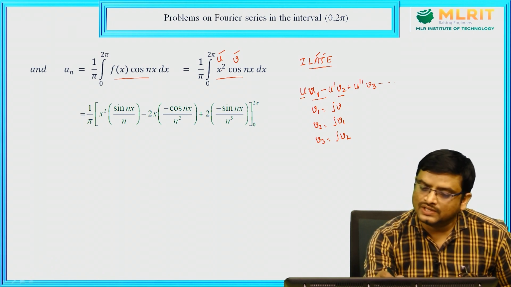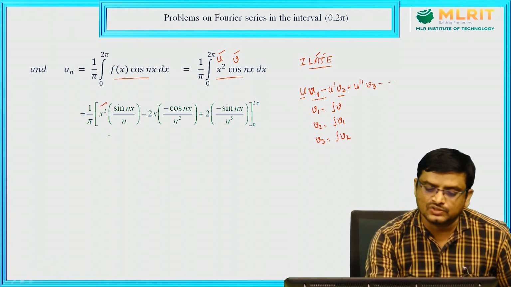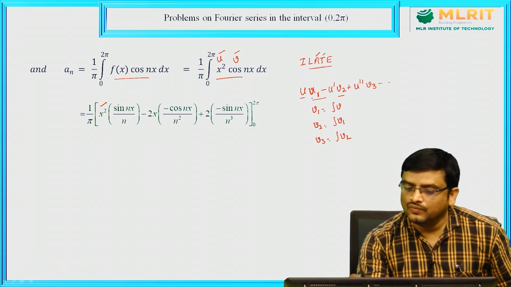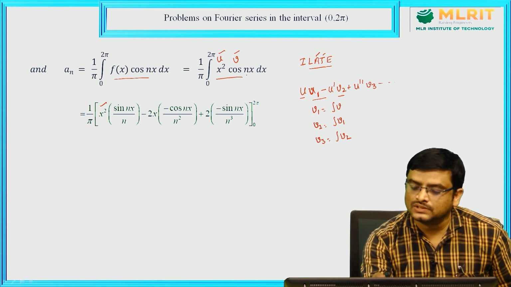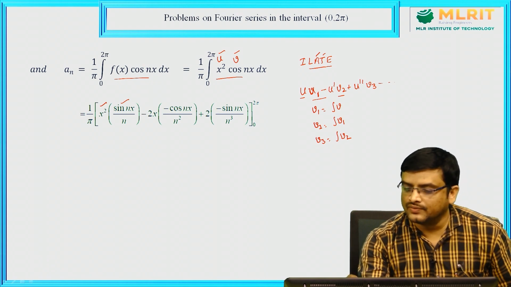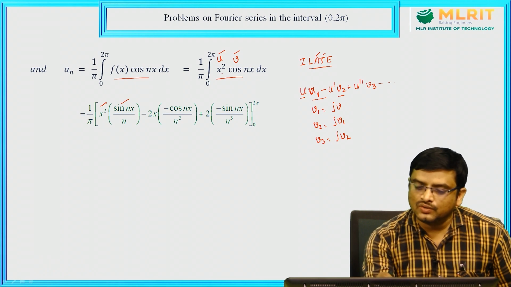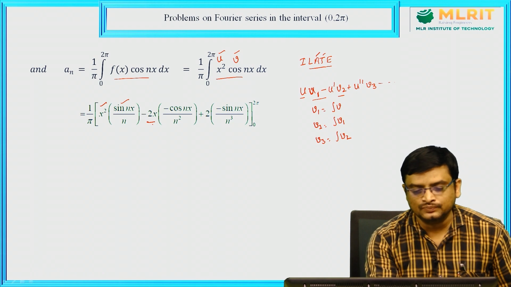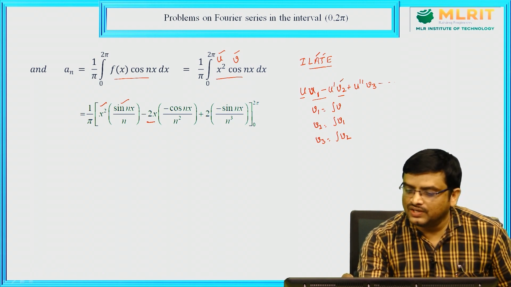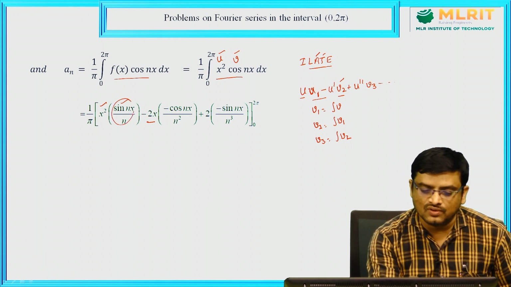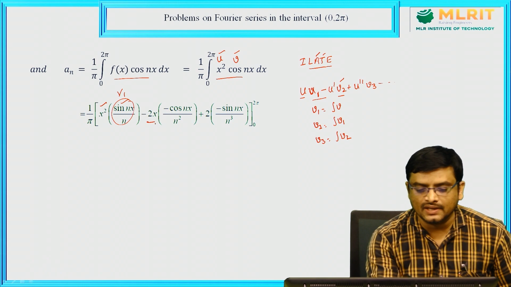So here we have considered u as x square, so you keep that x square as it is, and v1 is nothing but the integral of v, which is cos nx. Integral of cos we can take as sin nx by n, minus. Next term is u dash, the derivative of u. Derivative of x square is 2x, so I have taken 2x here. Now here we are having v2, which is nothing but the integral of v1. So once again you apply the integral for this one.